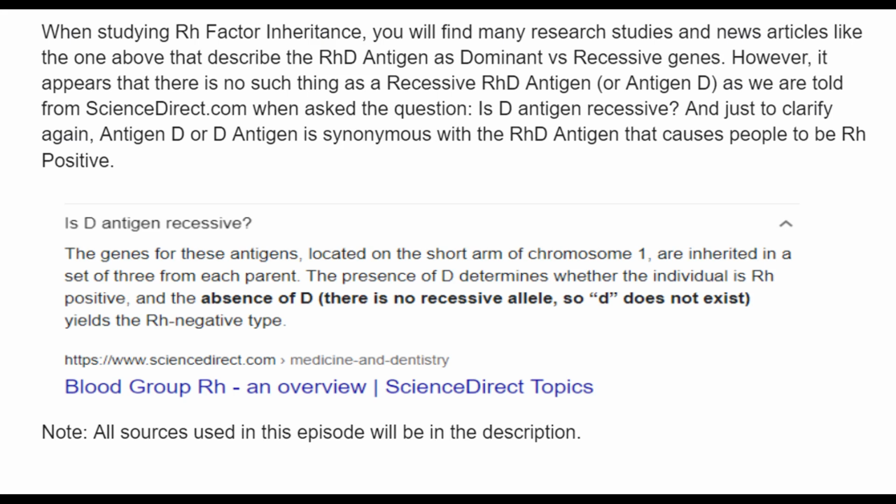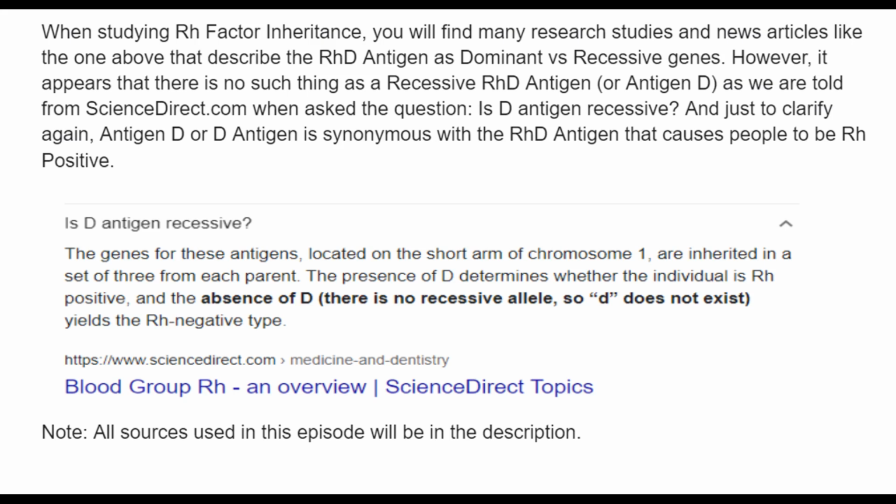And it reads here with Science Direct, "Is D antigen recessive? The genes for these antigens located on the short arm of chromosome 1 are inherited in a set of 3 from each parent. The presence of D determines whether the individual is Rh positive, and the absence of D, well, there is no recessive allele, so D does not exist. It yields the Rh negative type." So again, I want to tell you that the presence of the D determines whether the individual is Rh positive. The absence of that D, well, it doesn't exist.